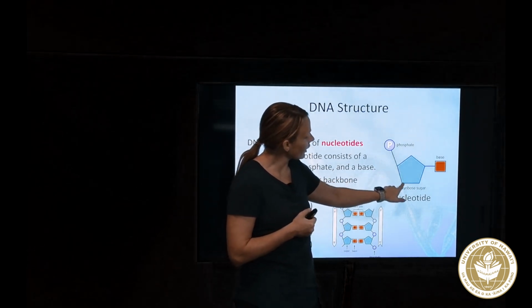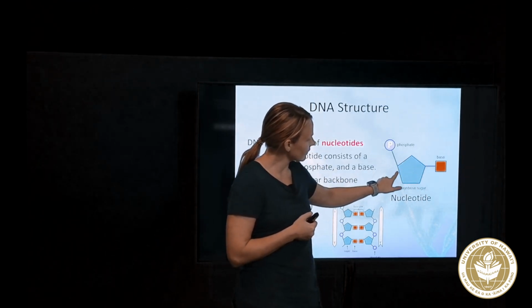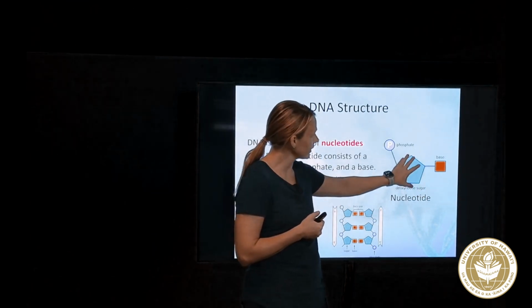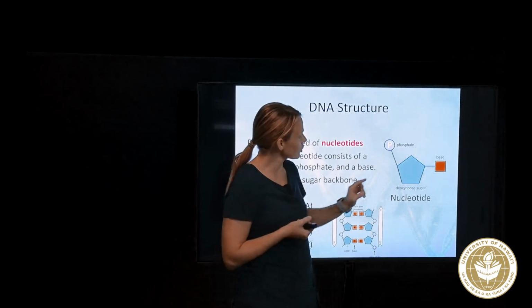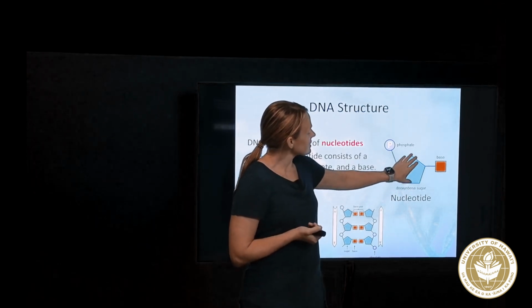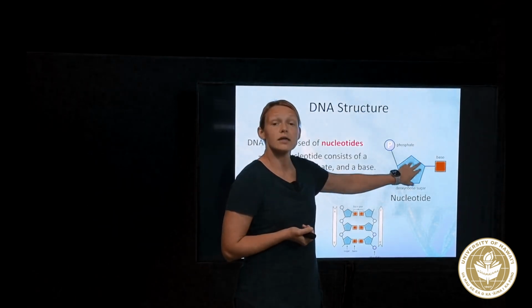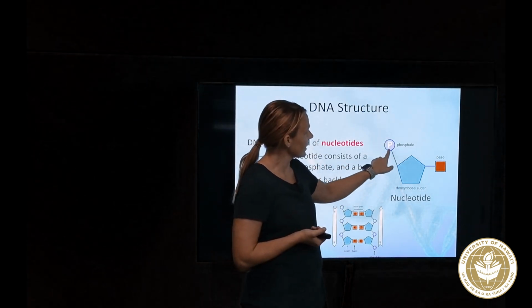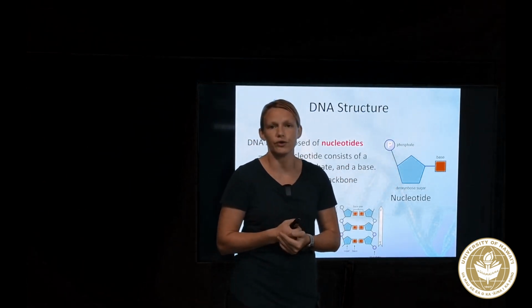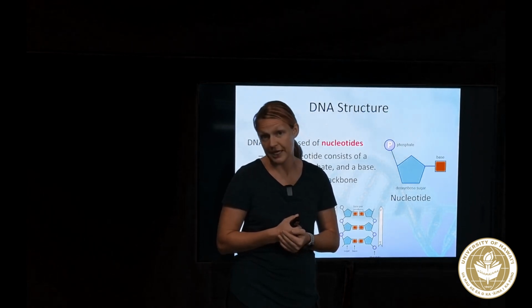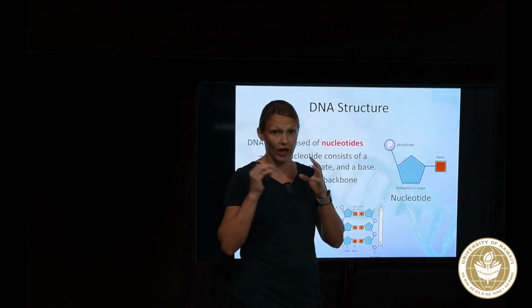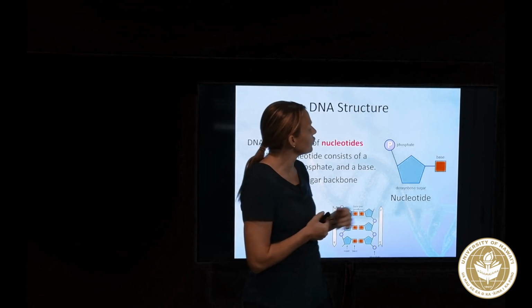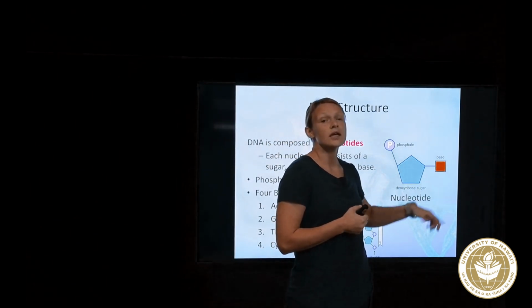So this is what we call a pentose sugar. If you think of it, it looks like a pentagon, right? So it is a 5-carbon sugar. And this is one part of that nucleotide. The second part is going to be the phosphate. We talked about phosphates in Unit 2 when we were talking about ATP and ADP, right? The phosphate groups.